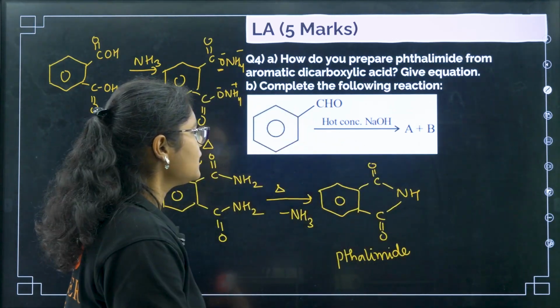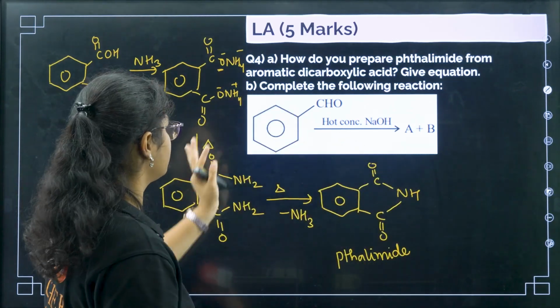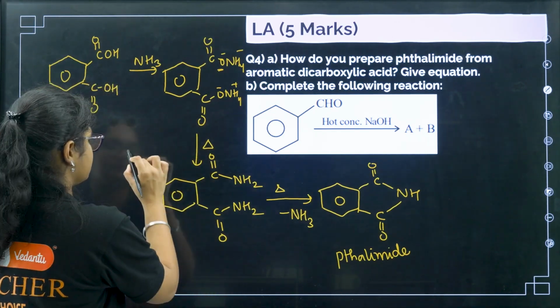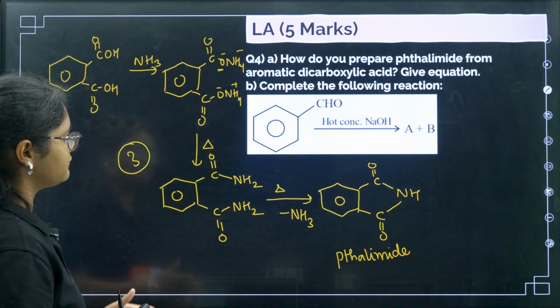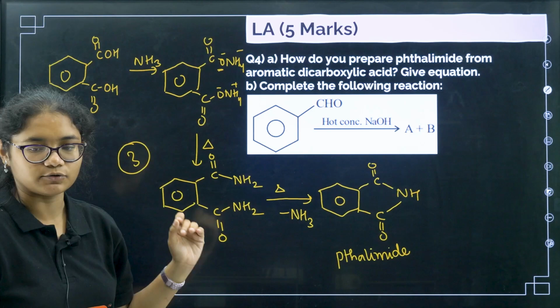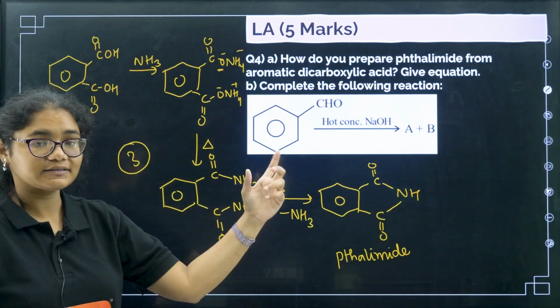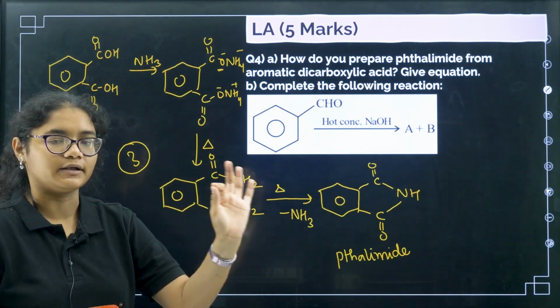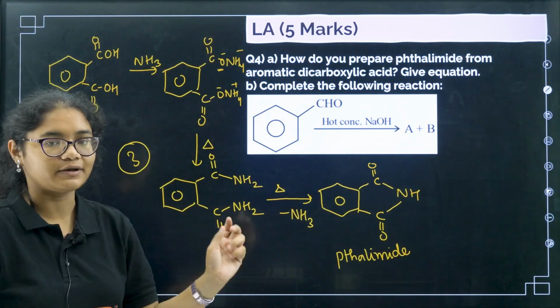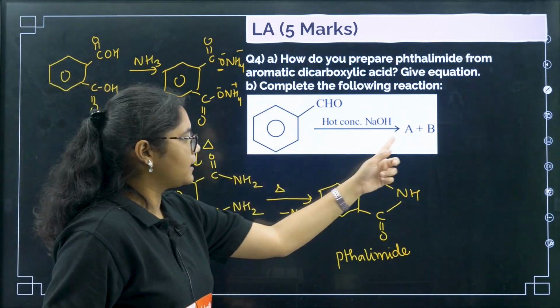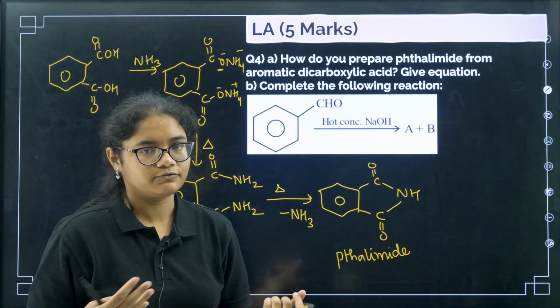Now if you see, this whole reaction equation carries 3 marks. You can see we have 1, 2 and 3 steps. So 3 steps, 3 marks. You need to understand how the mark distribution works for a particular question, and in the same way you need to write the answer. Now you see A and B, you need to write 2 products and that will give you 2 marks.